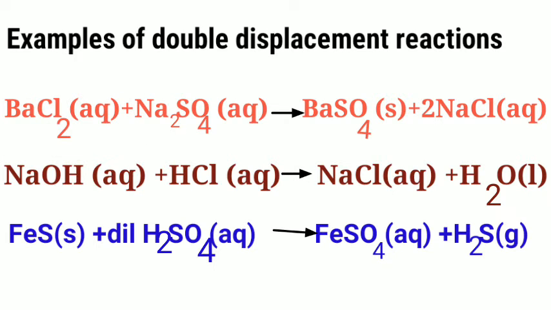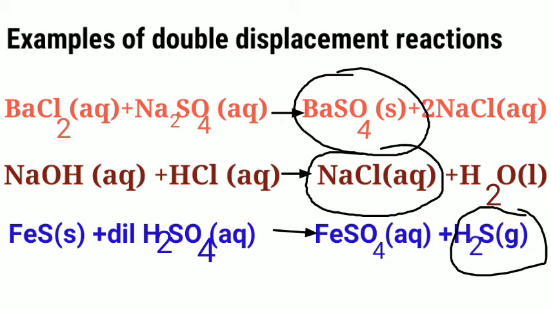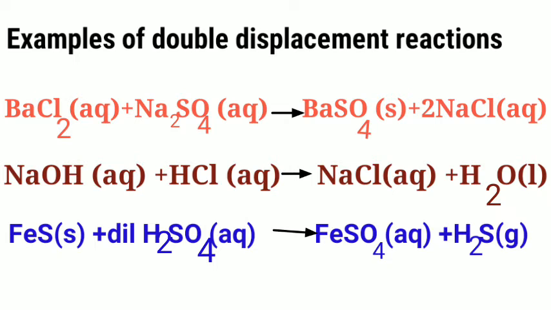One of the products formed in these reactions is either a precipitate, which is an insoluble substance, or a gas or a salt, which prevents the reaction from going in the backward direction. Let us understand these reactions with the help of experiments.